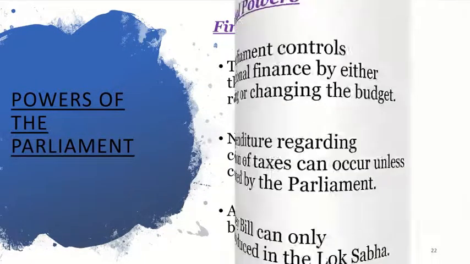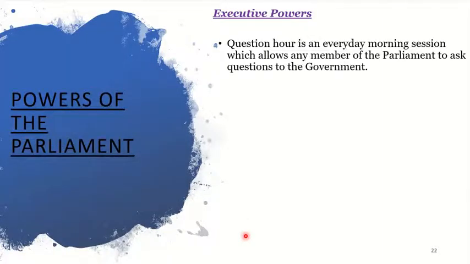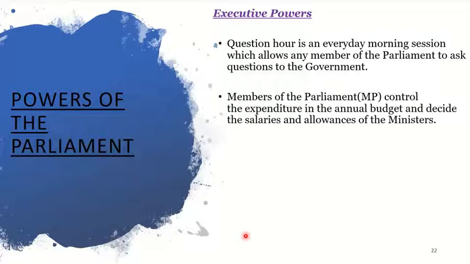We've already seen this. Now let us see the executive powers. Question Hour is an everyday morning session which allows any member of the parliament to ask questions to the government. So this question hour is held every day, and the MPs, that is the members of the parliament, are allowed to ask questions to the government. So any of the members can ask. The MPs can control the expenditure in the annual budget and decide the salaries and allowances of the ministers.